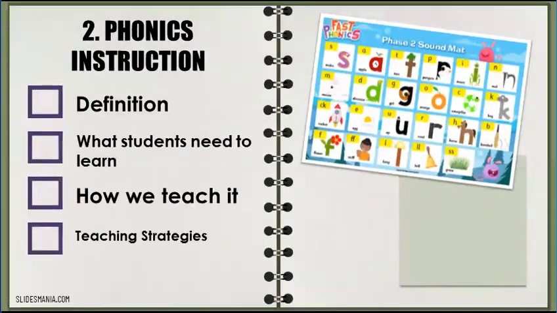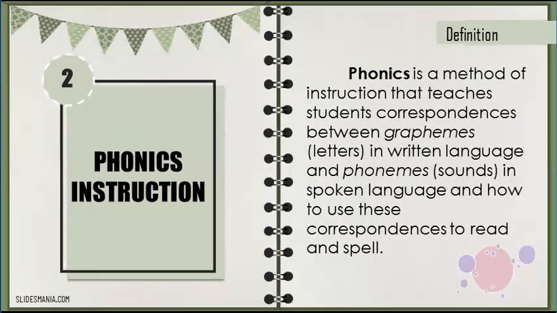The second component of reading is the phonics instruction. Let's talk about its definition, what students need to learn, how we teach it, and some teaching strategies that we can use. Phonics is a method of instruction that teaches students correspondences between graphemes or the letters in written language and phonemes or the sounds in spoken language and how to use these correspondences to read and spell.